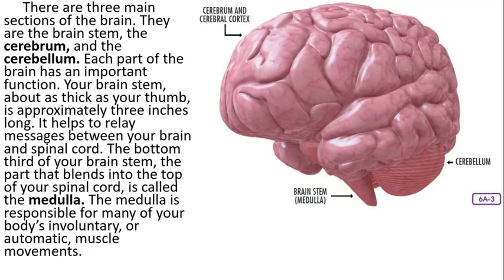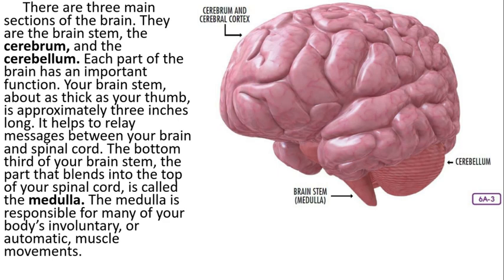There are 3 main sections of the brain, as you can see on this diagram. They are the brain stem, you see at the bottom, also known as the medulla, the cerebrum, you can see at the top, and then the cerebellum, you can see in the back at the bottom. Each part of the brain has an important function. Your brain stem, about as thick as your thumb, is approximately 3 inches long. It helps to relay messages between your brain and spinal cord.